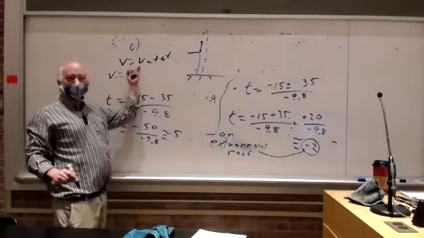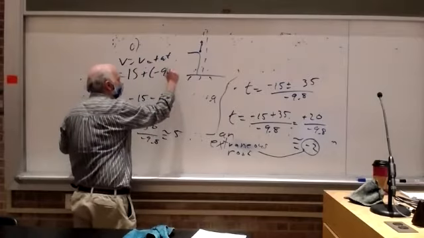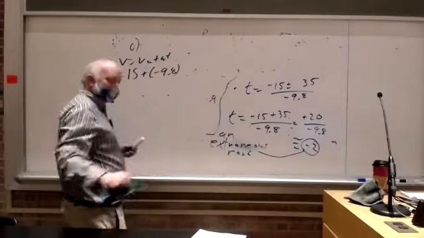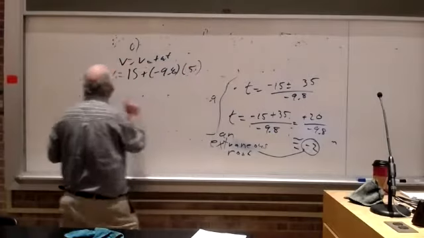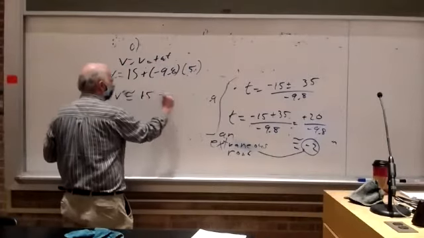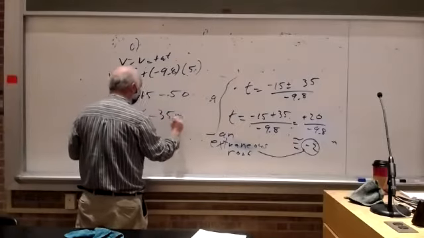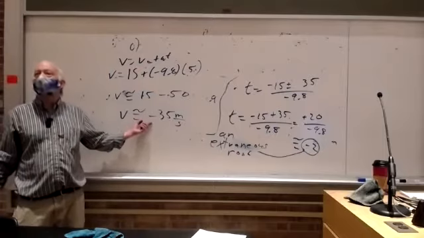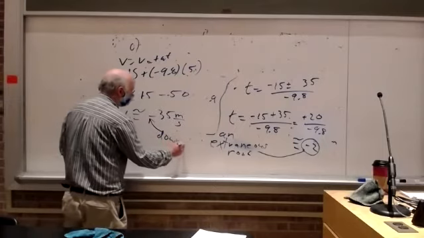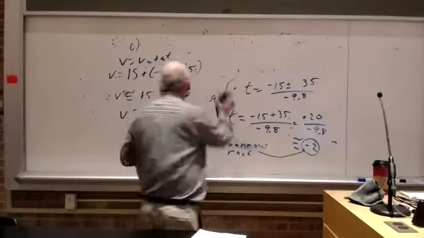Our V naught is 15 plus minus 9.8. What is our friend T? 5. So this is something on the order of minus 50. So this velocity is something like minus 35. What does the minus sign mean? It means downward. Okay. Hold off on that other way. I want to finish the problem so we can start something new on Monday.